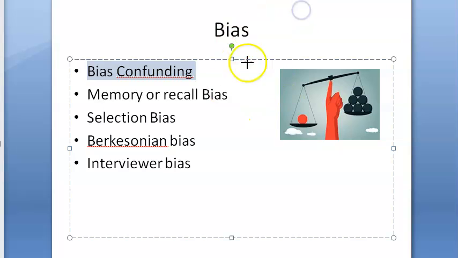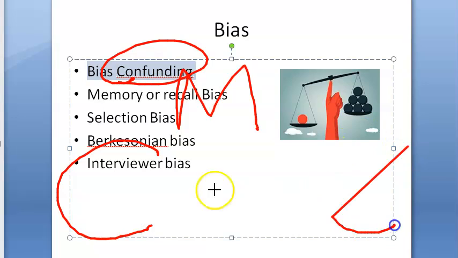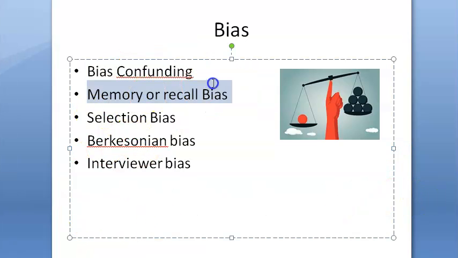Hence what you should do, you should do matching, or there are many other ways, randomization. When you're selecting people, you should do matching so that you can remove this confounding. So you will do equal distribution of the confounding factors in both the groups. So in cases and controls, you will take equal distribution of these confounding factors in both the case and control groups. So memory or recall bias, right? These people have to recall the existence of certain events or factors, so they could be wrong, right?